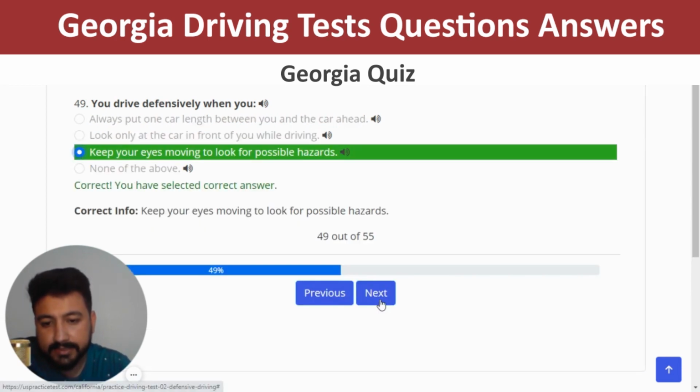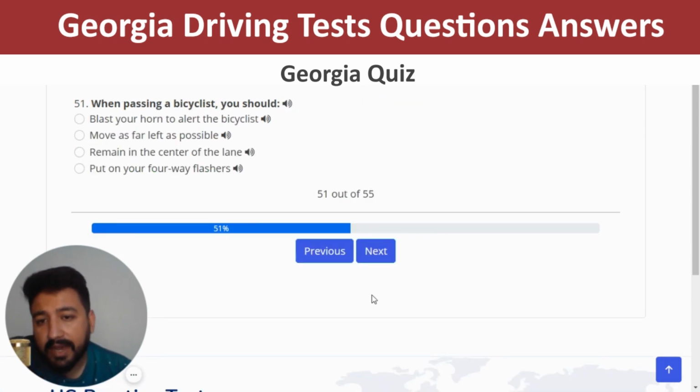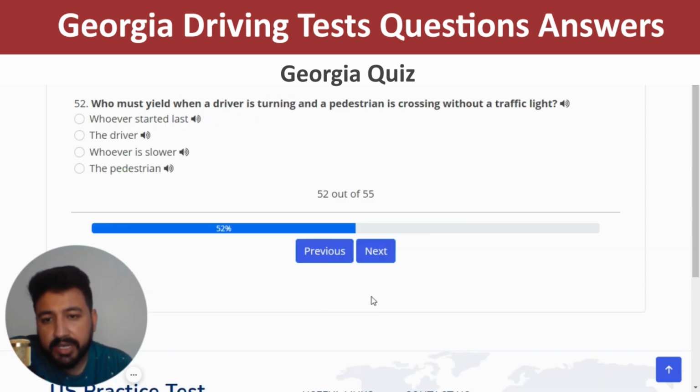Yeah, right. Next. To turn left on multi-lane streets and highways, you should start from the left lane, which is the third one. Next. When passing a bicyclist, you should, so you can choose the second option, which is move as far left as possible. So second option, correct. And next. Who must yield when a driver is turning and a pedestrian is crossing without a traffic light? So the answer is the driver, which is the second option.